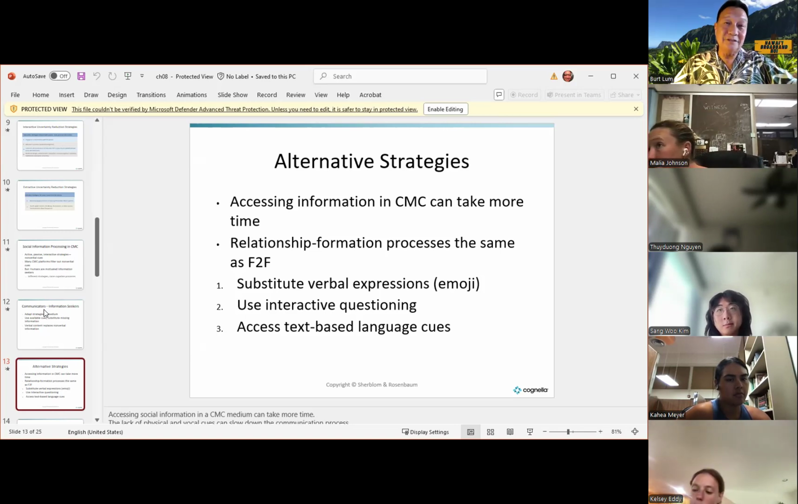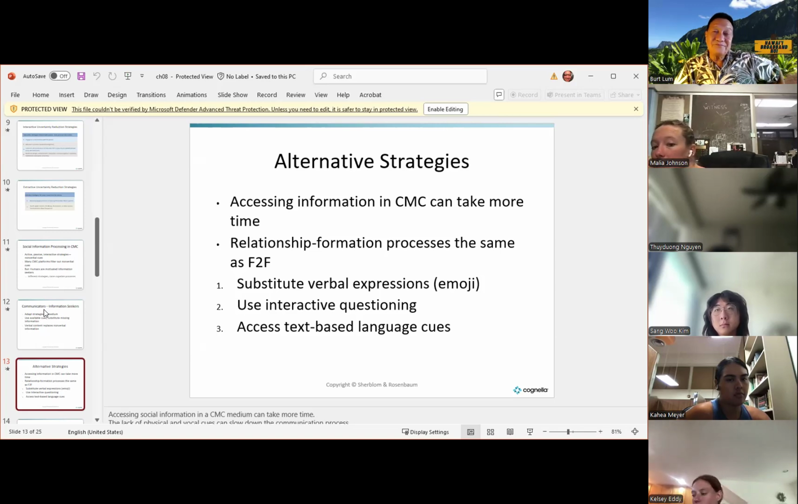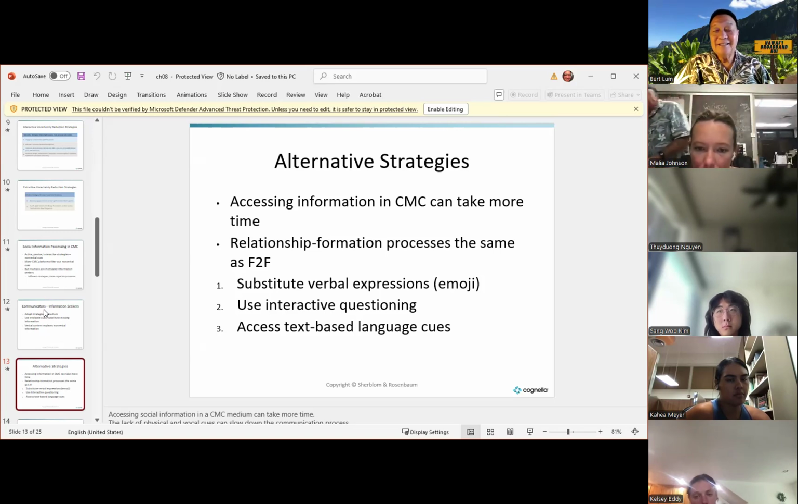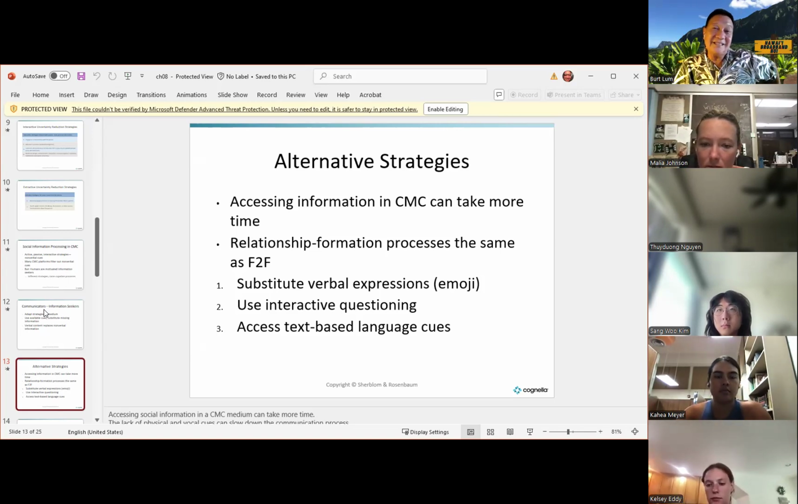Some of the substitute verbal expressions when talking about these non-verbal cues, if you don't get the verbal expression, some of the substitutes would be an emoji. And that's why, in the beginning of the class, I asked everybody to put a sort of substitute verbal expression. In fact, it was a substitute text expression of how you felt your day was going, and just use an emoji. And that was kind of a neat little exercise.